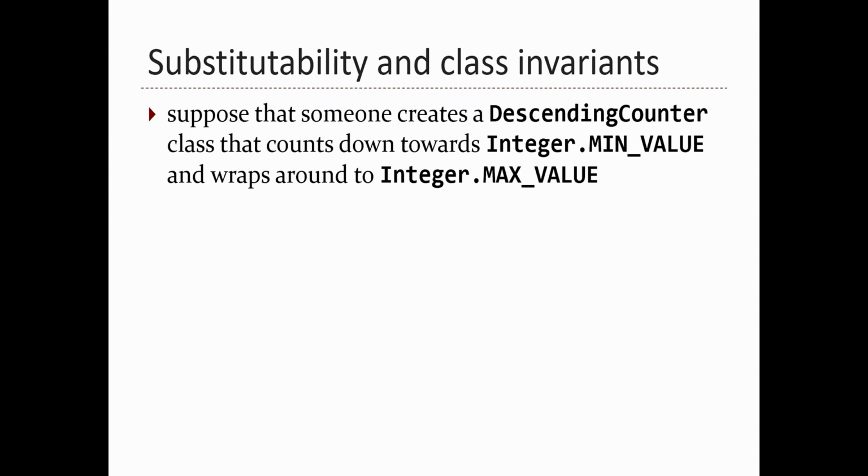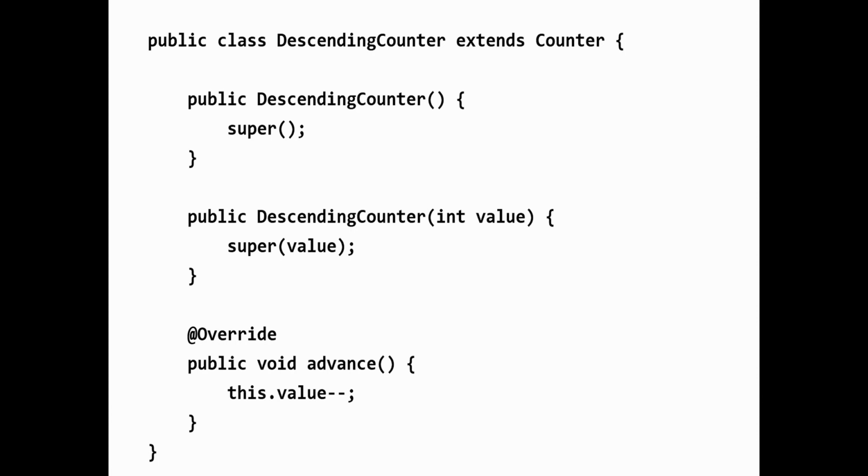Okay, now suppose that someone comes along and makes this thing called a descending counter. A descending counter counts down from 0 to integer min value and then wraps around back to integer max value. So in other words, it's the opposite of our regular counter. It counts down, and its value can become negative. It's easy to implement. You just extend counter.